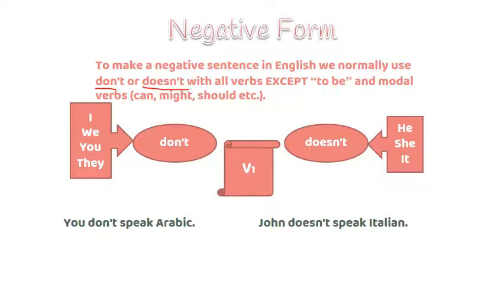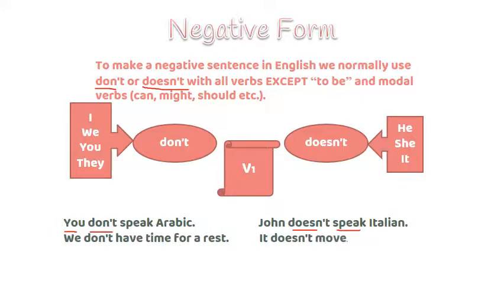Examples: you don't speak Arabic. You see, you takes don't. John doesn't speak Italian. And if you notice here, when I use doesn't, I didn't add s to the verb. Okay? So when I use doesn't, I do not add s to the verb.